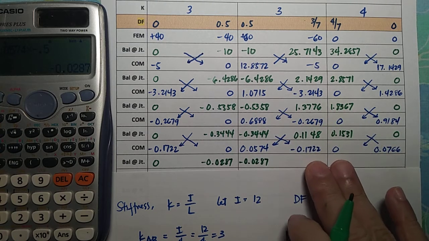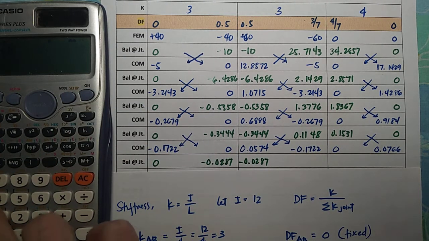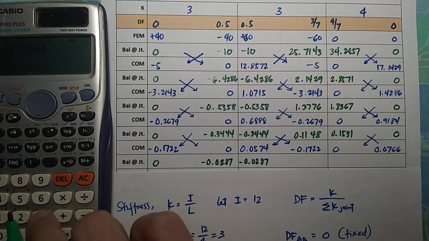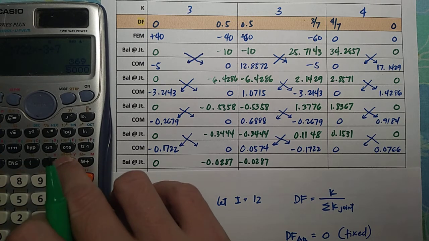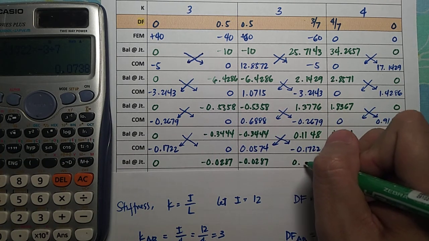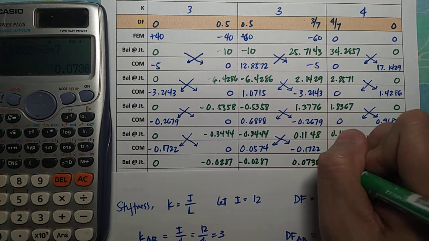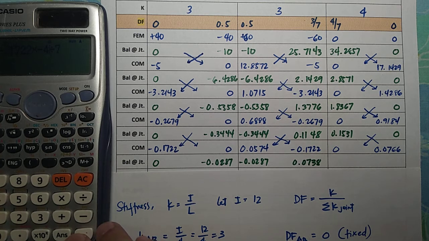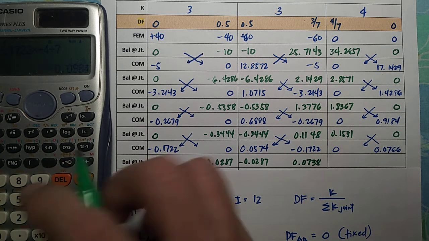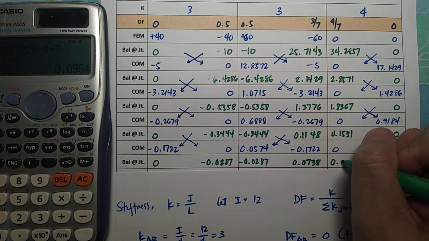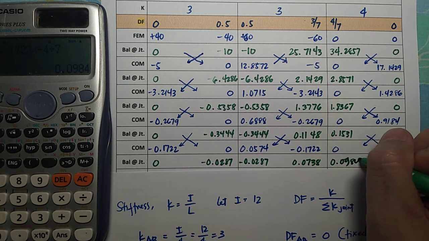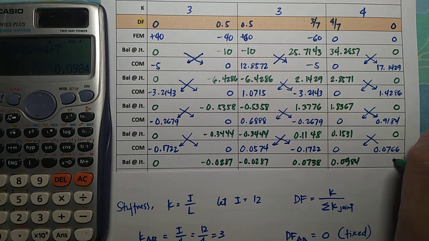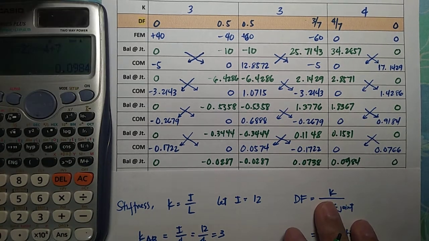0.0287. Dito naman, unbalanced moment is negative 0.1722. Times the negative of DF, times negative 3 over 7. So, we got 0.0738. Dito naman, times negative of 4 over 7. So, we got 0.0984. Okay? So, dito naman, 0.07 times the negative of 0. So, 0 pa rin. Okay, so, ano pa?